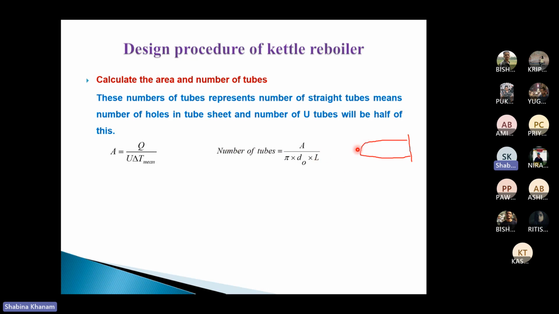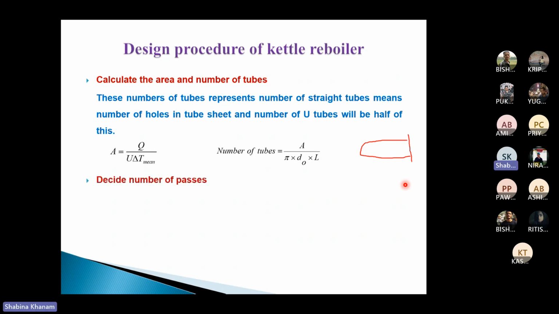However, if you are considering only one length, half length of the U-tube, deduct tube sheet thickness once only, whatever you will find over here, that would be the number of holes. And just half of that would be the number of tubes, U-tubes. I hope you are getting it. So once I'm having this, we can find out the number of tubes.